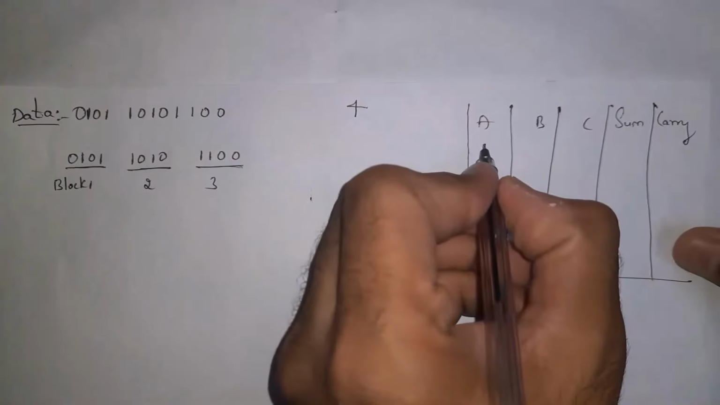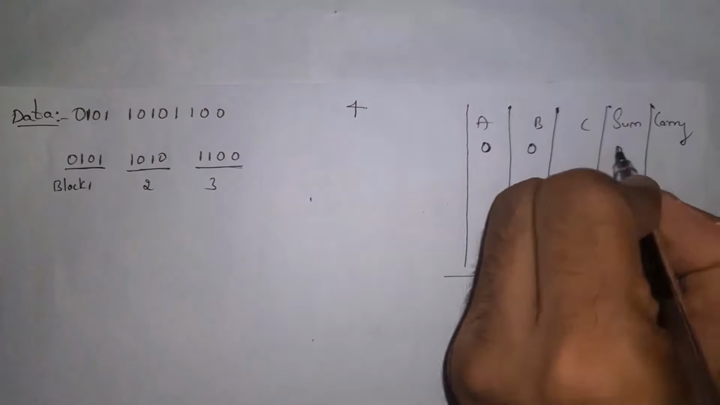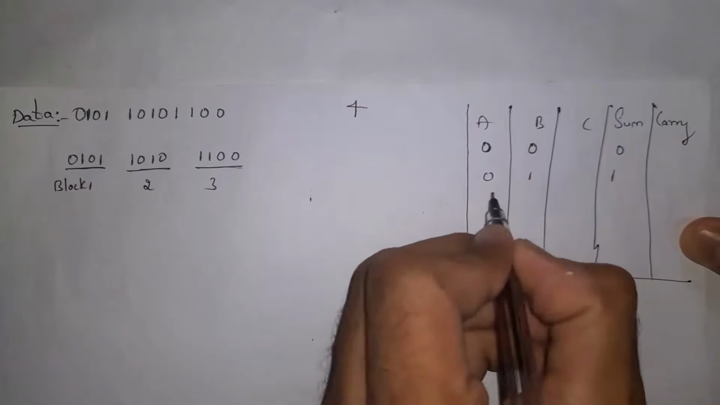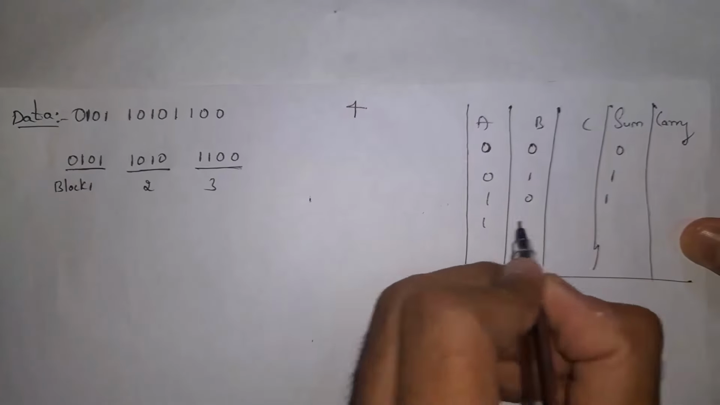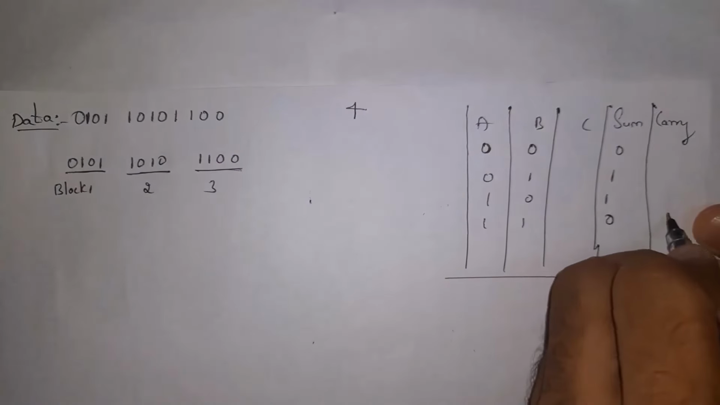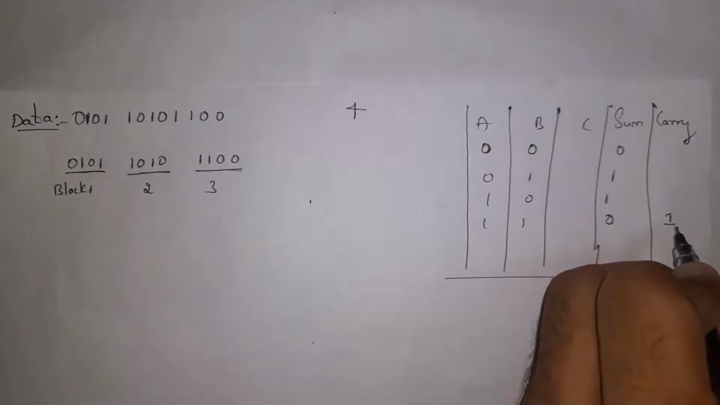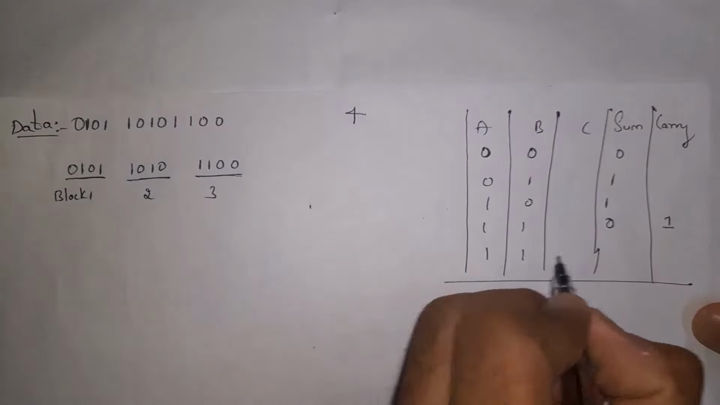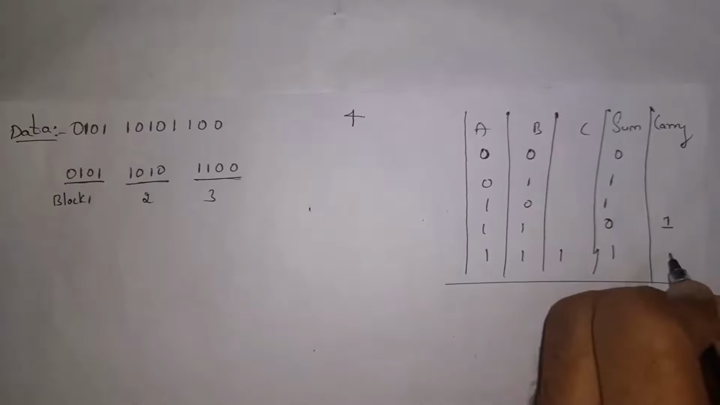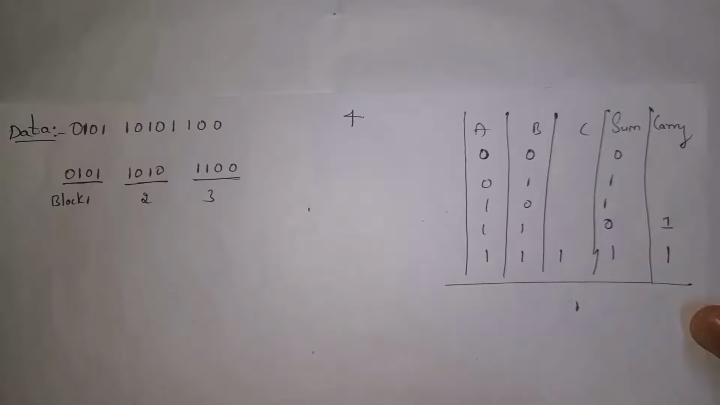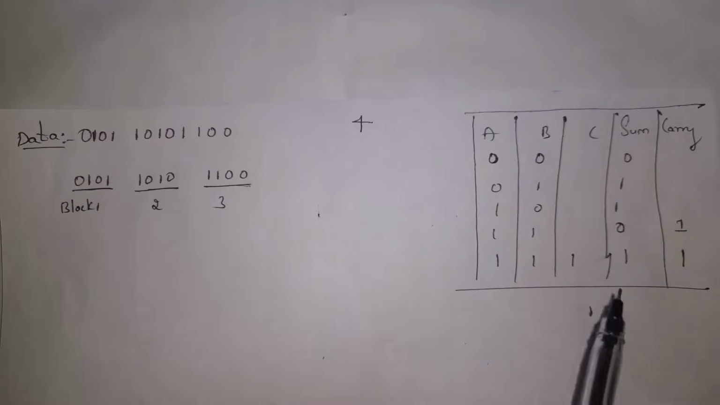Guys, I will explain what binary addition is. In binary addition, 0 plus 0 means 0, 0 plus 1 means 1, 1 plus 0 means 1, and 1 plus 1 means 0, where 1 is carry. I will explain what carry is. Whereas 1 plus 1 plus 1 means 1, which is the sum, and 1, which is the carry. This is the binary addition table. Guys, by using this table, now we need to perform binary addition between these blocks.